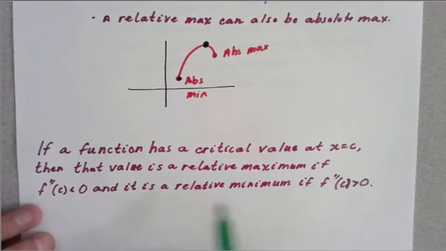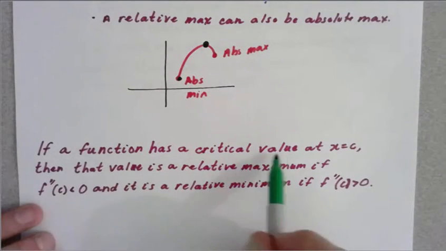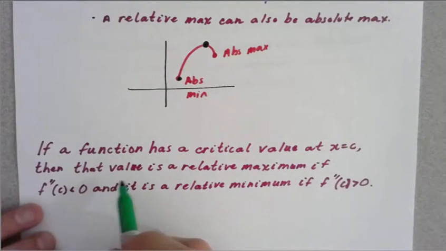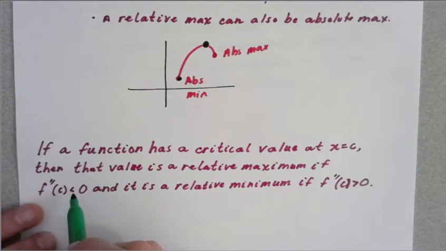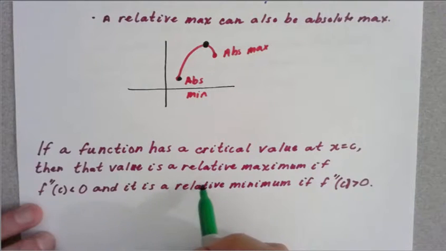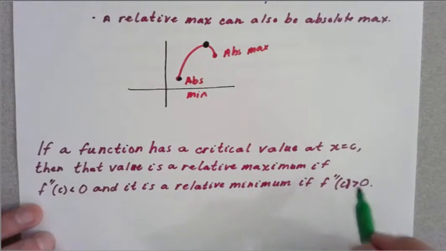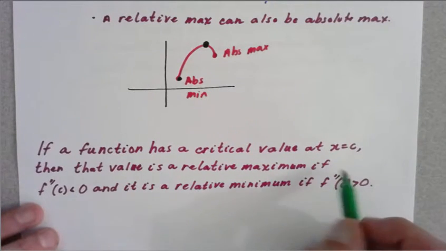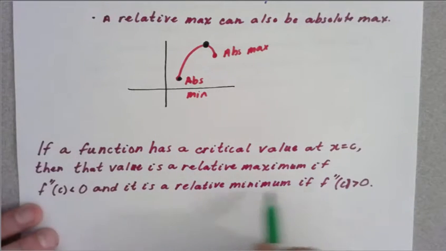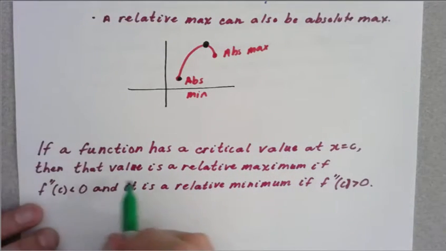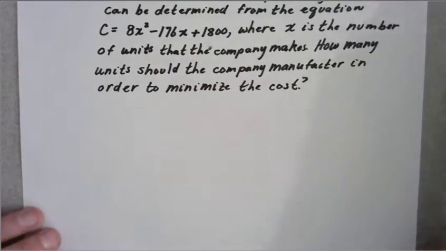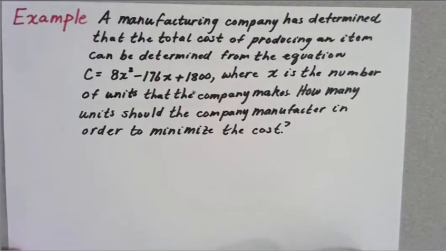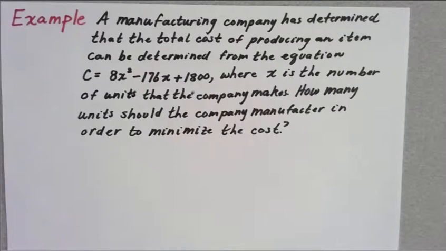This is important too. If a function has a critical value at x equals c, then that value is a relative maximum if the second derivative's value at c is less than 0, and it's a relative minimum if the second derivative at c is greater than 0. This is going to help us with these optimization problems to determine if the critical value we find is a minimum or a maximum. So let's look at this idea of optimization. These are maxima and minima problems.